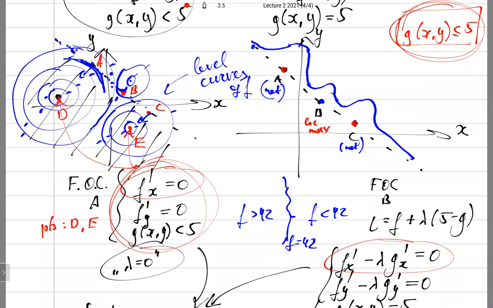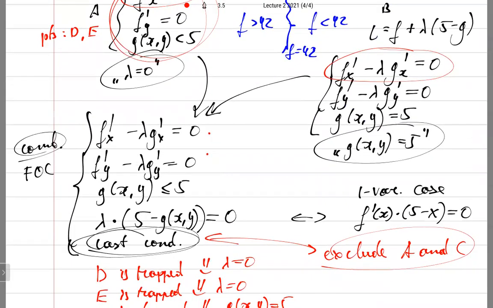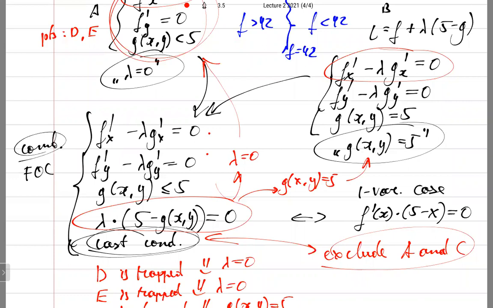Okay, and if you look at our combined big system, you may start from this equality. Either you will have lambda equal to 0, or you will have g of x, y equal to 5. That will give you the first case, and that will be the second case B, and lambda equal to 0 will give you the case A. Okay. Yeah, thank you.